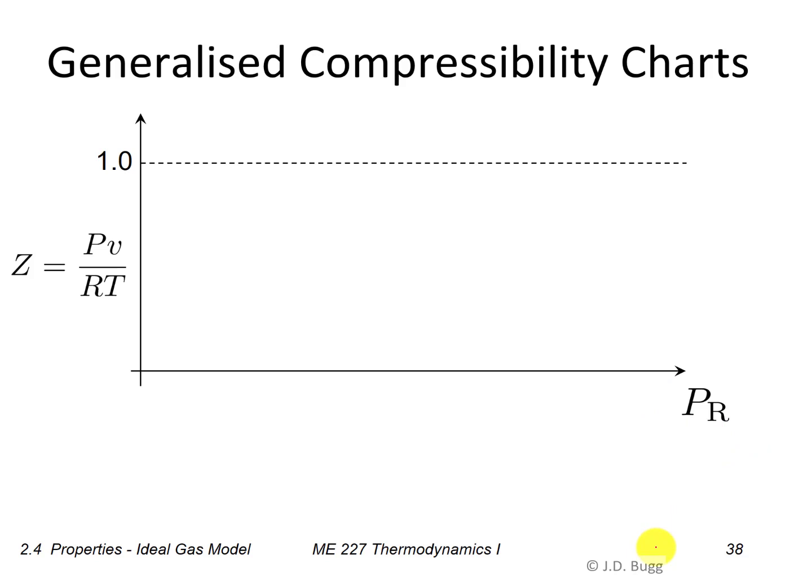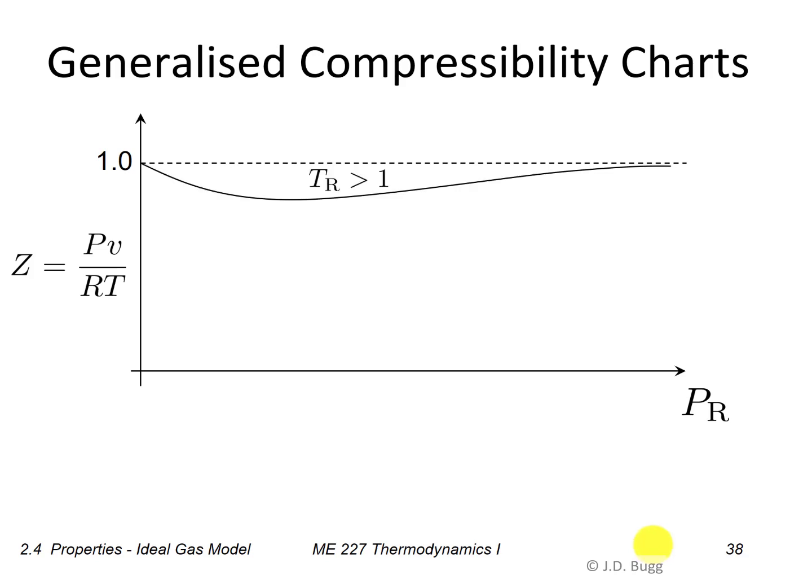Now, because we chose pressure for this horizontal axis, we're going to draw lines on here which represent lines of constant reduced temperature. And there's going to be a whole family of curves on here, each of them at a different value of the reduced temperature. So I'm not plotting this accurately. This is just a sketch. We'll see an accurate generalized compressibility chart on the next slide.